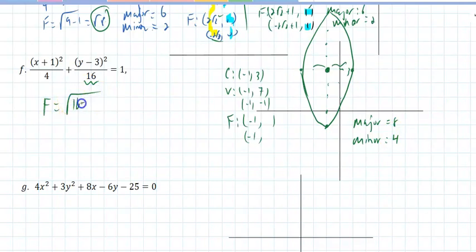Now, square root of 16 minus 4 is radical 12, which is 2 radical 3. So if I am at y equal 3, if I move up 2 radical 3 and down 2 radical 3, the y value will be 3 plus 2 radical 3 and 3 minus 2 radical 3. And there it is.